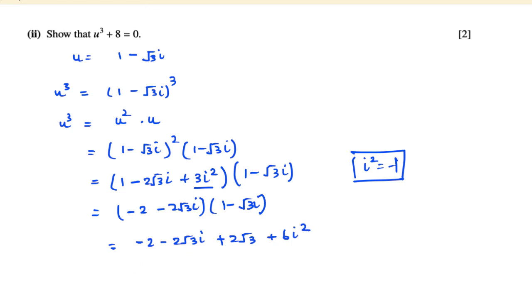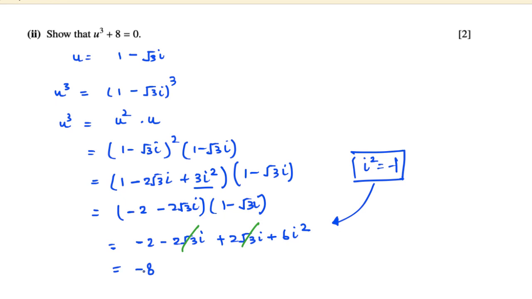Now if you see these two terms, we can cancel them out. Sorry, this is i over here. Now we know again the value of i squared is negative 1. So if you substitute i squared equals negative 1, we'll get negative 6. Negative 6 and negative 2 is negative 8. So the value of u cubed is negative 8.